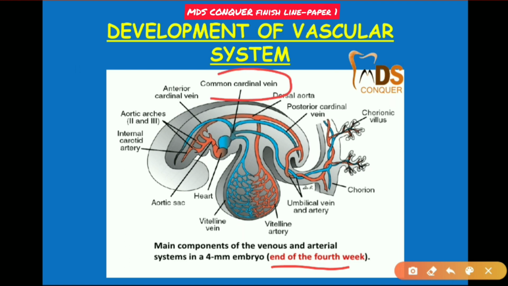You can include the common cardinal veins. These veins are important: the common cardinal vein is important, the anterior cardinal vein is important, and the posterior cardinal vein is important. So you can draw this diagram and label these three things. And the aortic arches are very important.